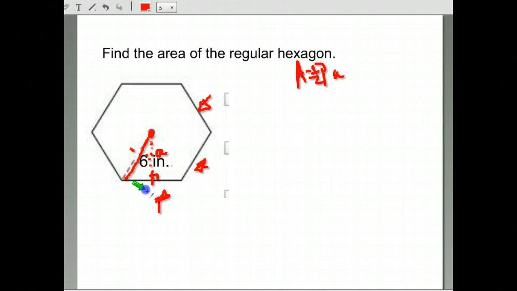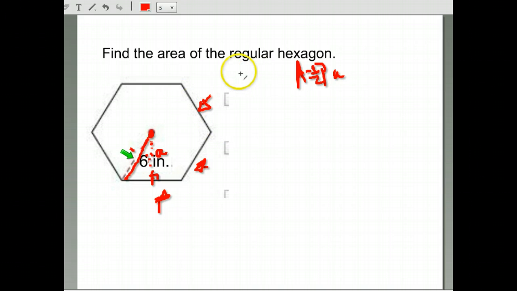So we have to find the length of a side and the length of the apothem. All we know is that this length is 6. Okay, well, in the first semester of geometry, you may have talked about some special right triangles. In special right triangles, which this is one of them, it's a 30, 60, 90. We can find missing parts using formulas.